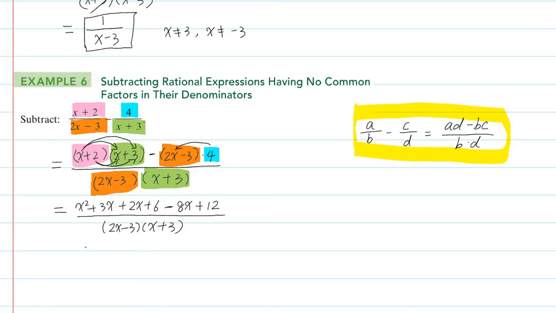Once we have this, we're just going to collect the like terms. We have an x squared, that's the only one. Look at 3x, 2x, and then we have minus 8x. That will be 5x minus 8x, which gives you negative 3x. Then plus 6 plus 12 gives you 18. Then 18 over 2x minus 3 multiplied by x plus 3.